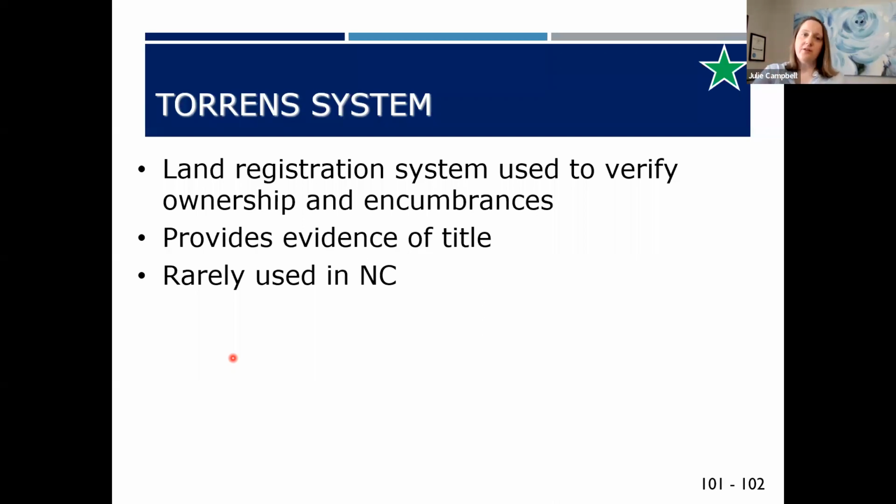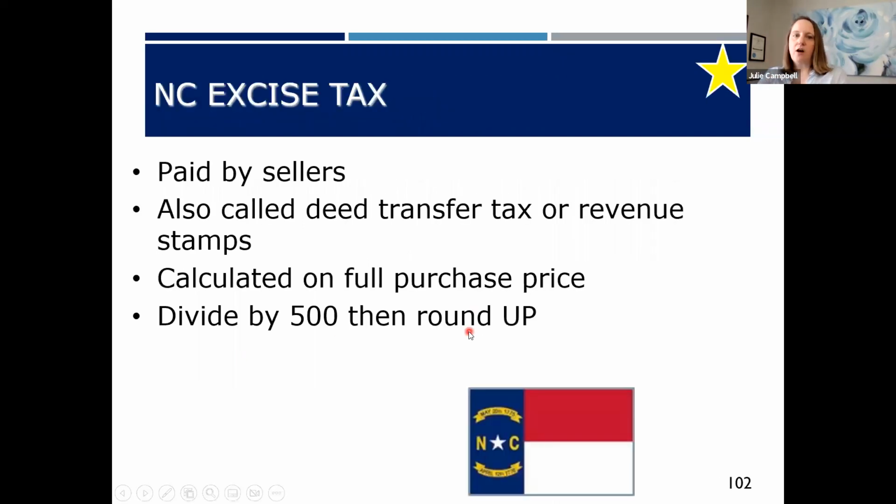The last little piece in Unit 5 is to talk about something called the North Carolina excise tax. This is a tax that the state charges the seller to sell. Boy, they get you every which way, don't they? They're going to tax you when you buy it. They're going to tax you while you own it. And guess what? They're going to get you one more time when you go to sell it. And that one more time when you go to sell it is excise tax.